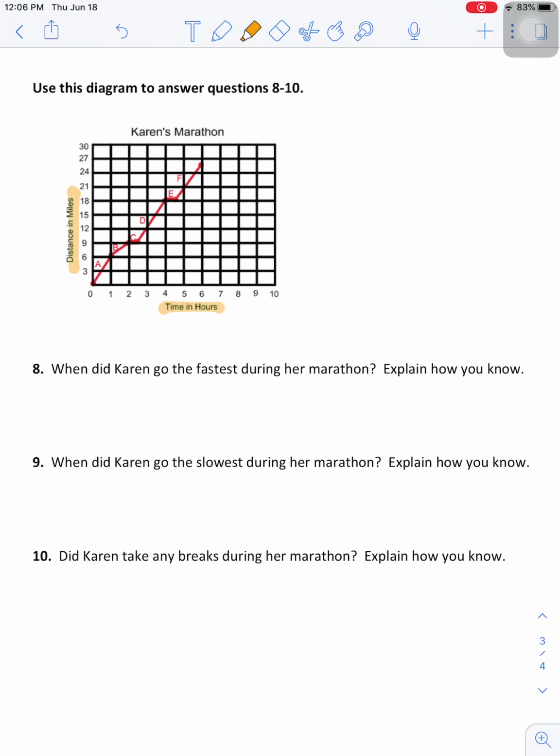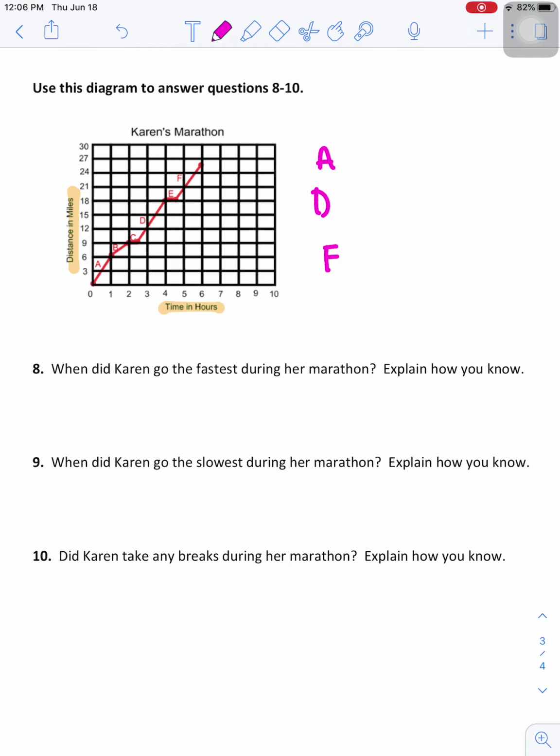Well, if you remember when we talked about slope, we know that when it's steepest is when there's the largest incline. So if you look at your graph, there's a steeper incline at A, there's a steeper incline at D, and there's a steeper incline at F. And what we want to figure out is which one of those is the steepest.